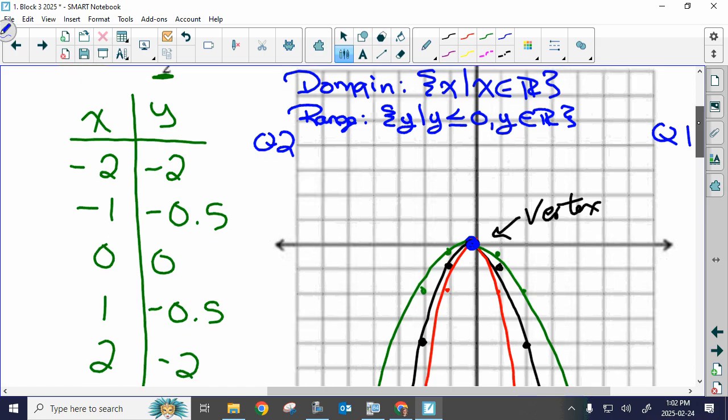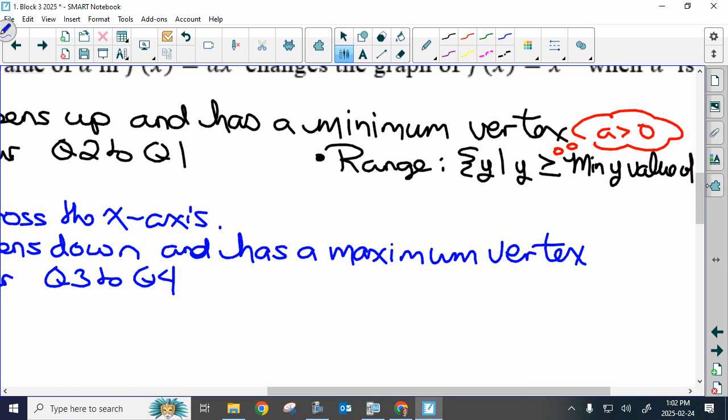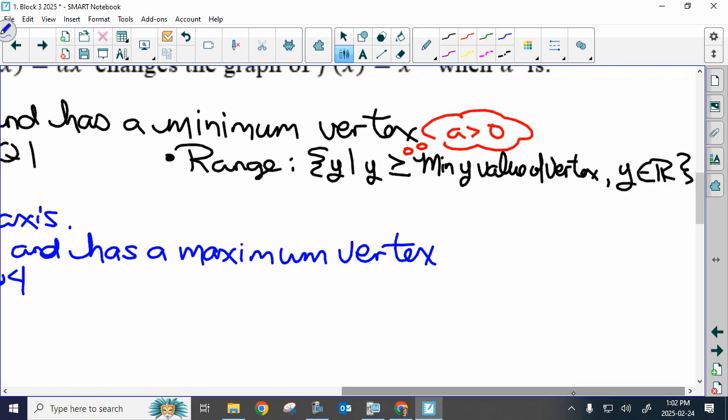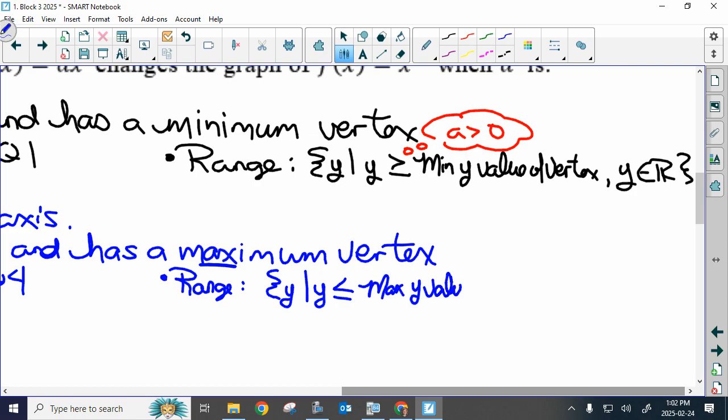So if we have a negative a value, this is stuff you're going to have memorized by your quiz. When you're coming up with your range, because it was a maximum, your range will be y such that y is less than or equal to the max y value of the vertex. The vertex is your turning point, and then you say y is an element of the real number system. The a value does not change your domain. Your domain is just x is an element of the real numbers, and it stays that way.